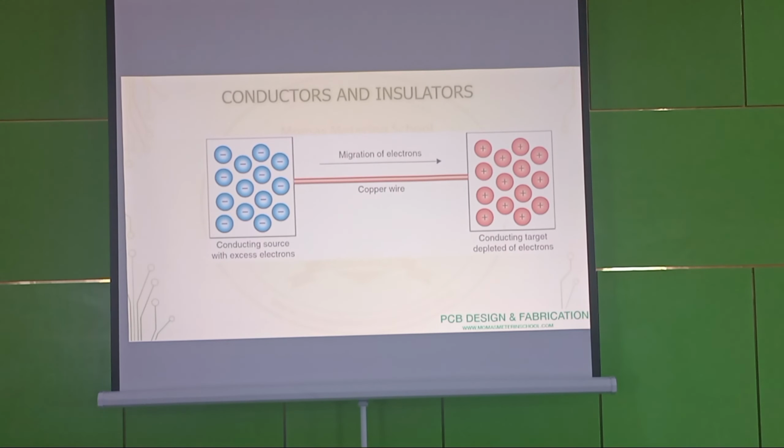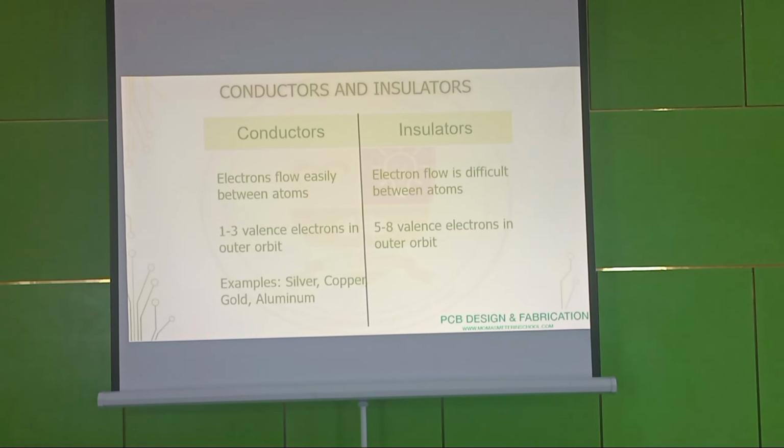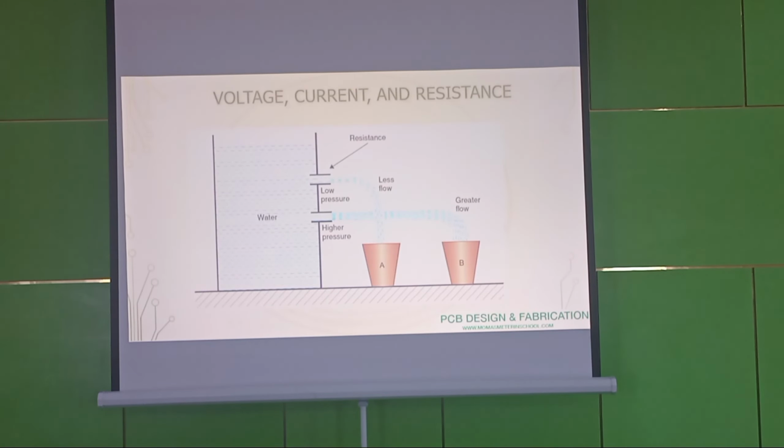So, conductors and insulators, conduction with excess electrons, the conduction band related to electrons too. You want to understand the aspect of conductors and insulators, the difference between the two and the types of conductors and insulators. So you also need this knowledge, which is very paramount. Voltage, current, and resistance. The analogy is when you have high pressure and low pressure.